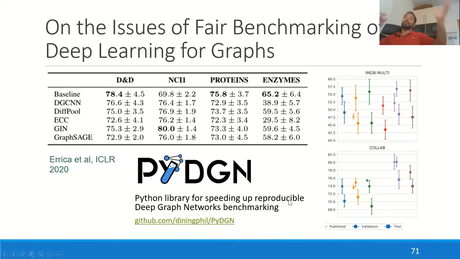Let me conclude very quickly with a very important and relevant issue in graph neural networks, which is that of fair benchmarking of deep learning for graphs. This has been an issue for years, and we've been working on that because many works have appeared, many works have provided their own different setup in which they have assessed their models on standardized benchmarks in literature.